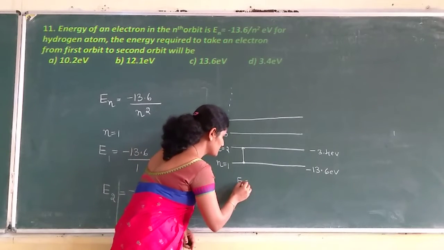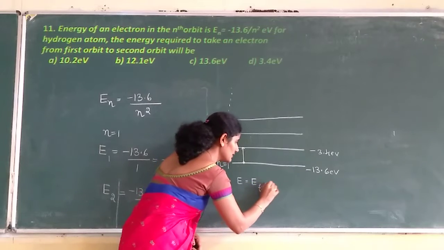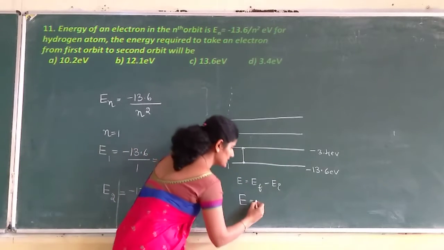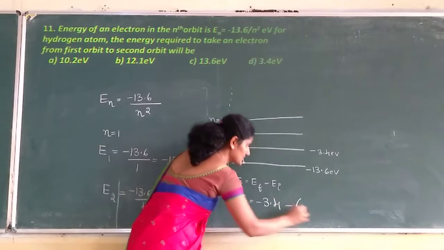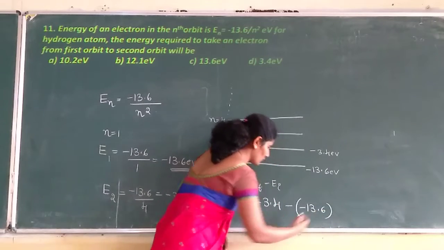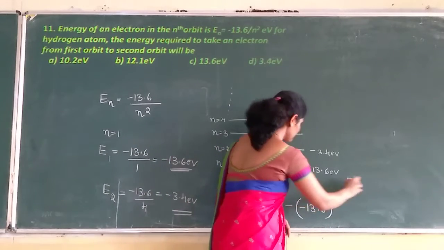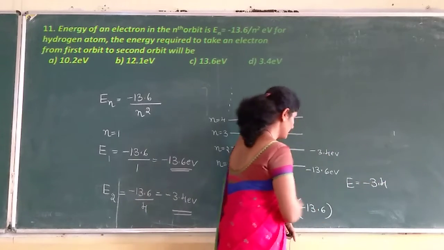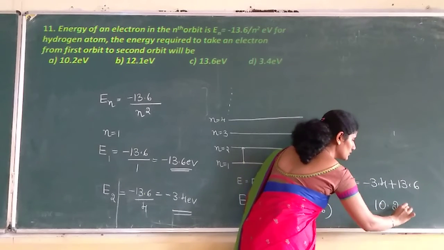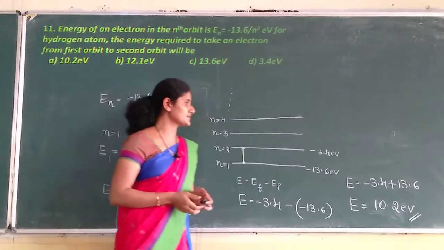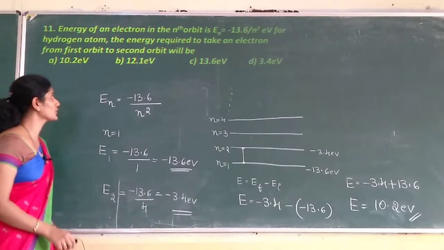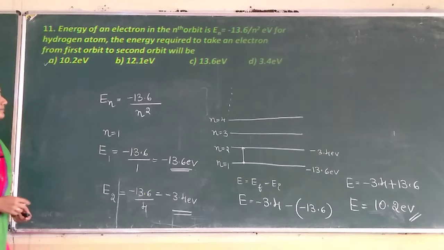Therefore, the absorbed energy E is equal to the difference between EF and EI. So E is equal to the energy of the final state, minus 3.4 electron volt, minus the energy in the first orbit, minus 13.6 electron volt. So E is equal to minus 3.4 plus 13.6, which is 10.2 electron volt. This much energy is absorbed by the electron and then it goes to the next level. So E is equal to 10.2 electron volt. The correct answer is option A.